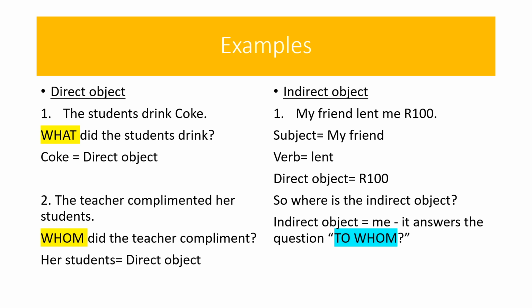Now let's move on to indirect objects. Number 1, my friend lent me 100 rand. Over here, the subject is my friend, the verb is lent, and the direct object is 100 rand. So where is this indirect object? If we ask the question, to whom my friend lent the money, it is me. It answers the question to whom. So therefore, me is the indirect object.